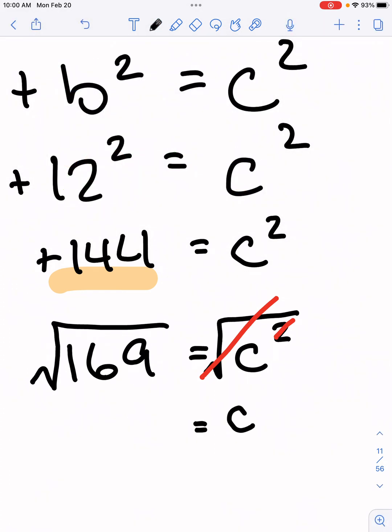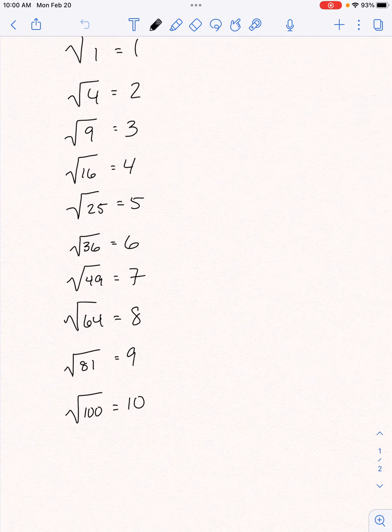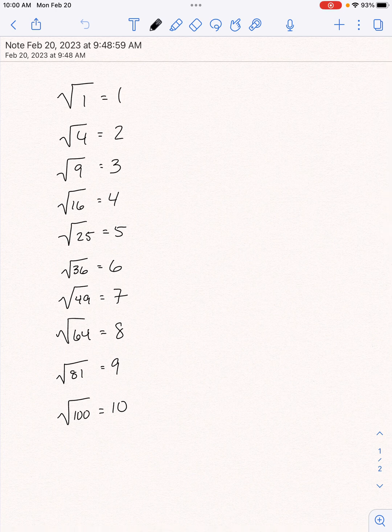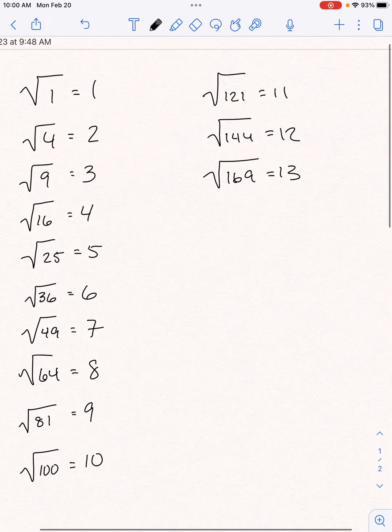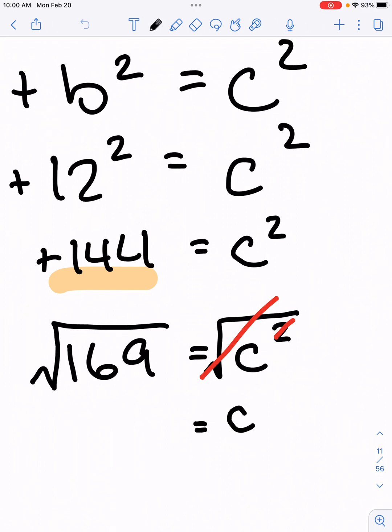On the left side we have to figure out what the square root of 169 is, and this is a perfect square. So if I go to our list of squares or square roots, this is from 1 through 10. But if we keep going, the square root of 121 is 11. Then the next one, the square root of 144 is 12. The square root of 169 is 13. If you plug this into a calculator, the square root of 169 is 13. We don't have to round it at all. So let's put 13.